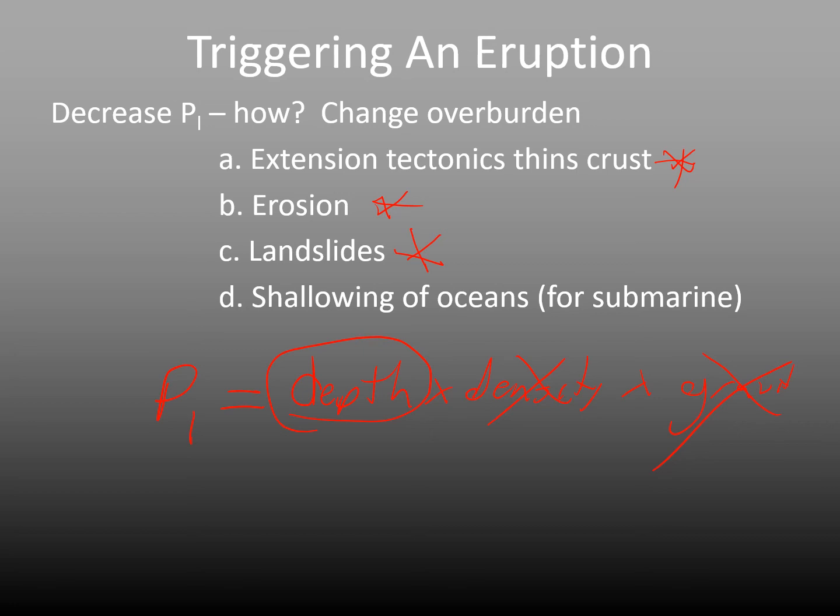It's also being suggested now that melting ice off a volcano could change the overburden weight. Or if you had oceans that were shallowing, that could change the weight over a submarine volcano. So in all cases, you simply want to change the overburden. You want to lessen the thickness of material above it. Extend and thin the crust, erode the crust, allow landslides off of volcanoes, or shallow oceans or ice caps.